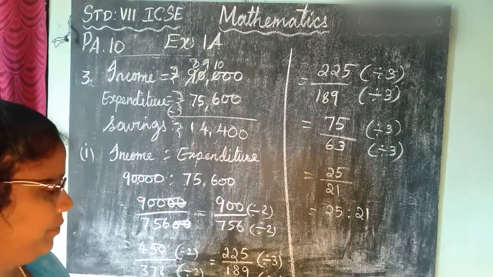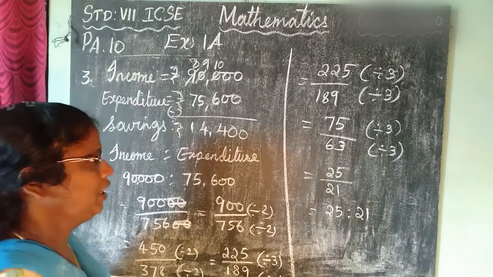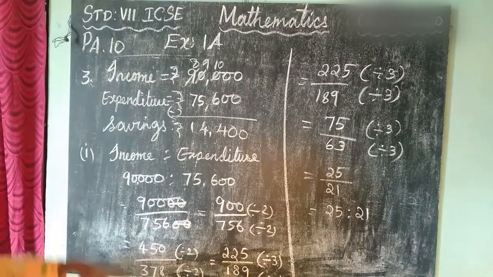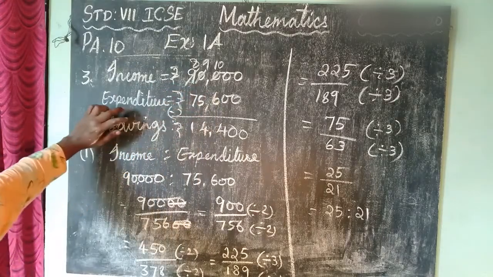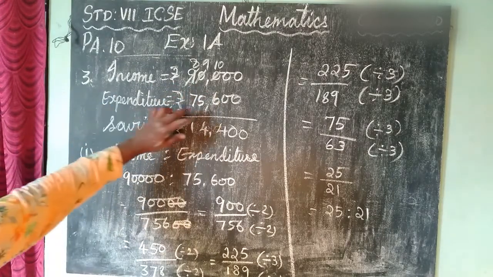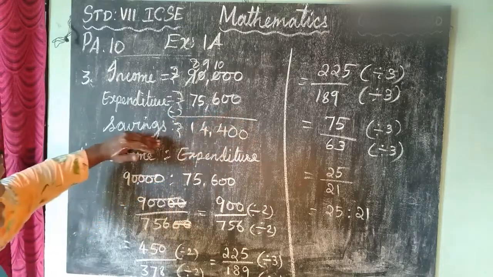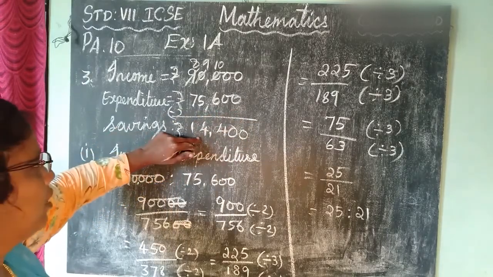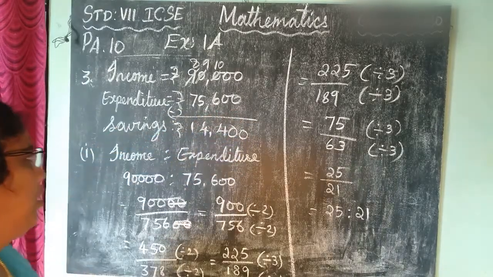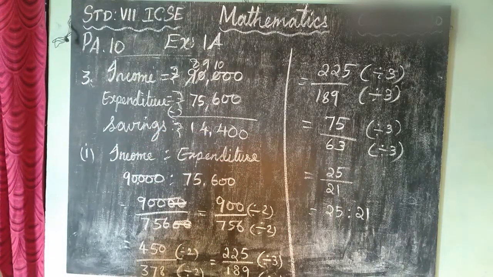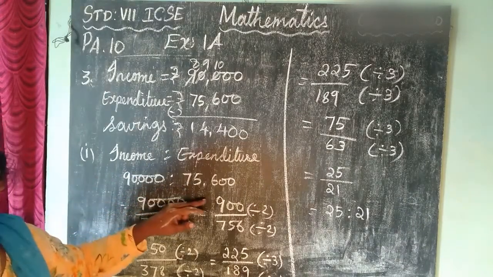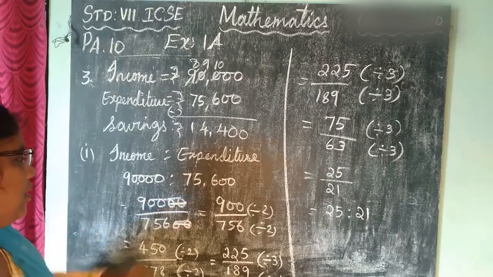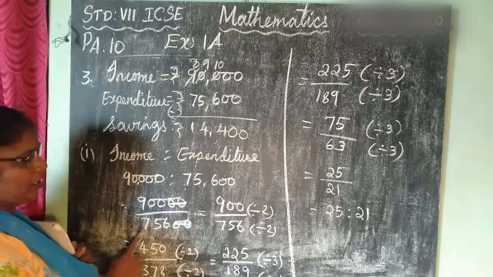Understood, children? Yes. Let me explain once again. A man earns income, salary, that is rupees 90,000. He spends every month, that means 75,600. His savings, what we are finding, is 14,400. Now they are asking us to find out the ratio between income and the expenditure. What is the income? 90,000. What is the expenditure? Rupees 75,600.